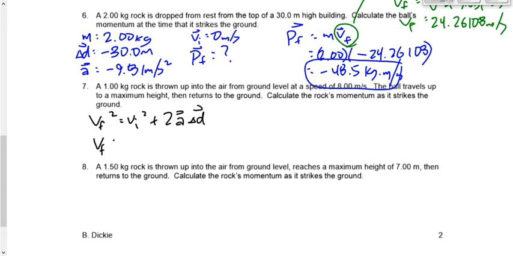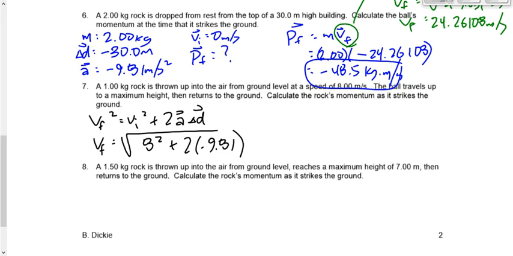The final speed is equal to the initial speed, which was what? 8. Doesn't matter whether it's up or down because we're talking about speed. It's 8. The acceleration is negative 9.81. It slows down at 9.81 as it goes up. It speeds up at 9.81 as it comes down. If 8 is my initial speed, and I want to find the speed it's moving when it hits the ground on the way down, what's my displacement?